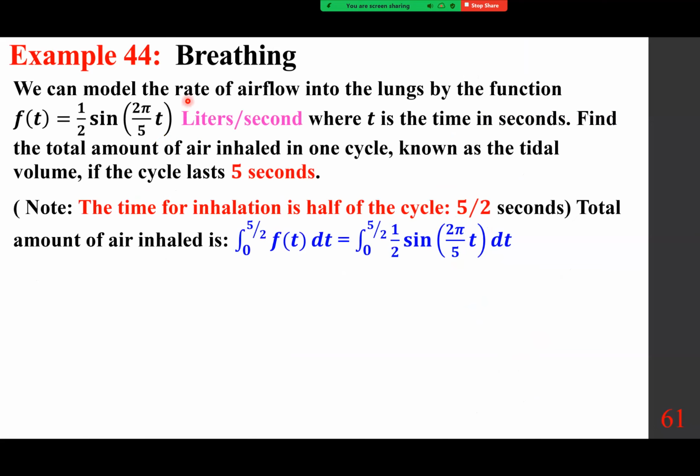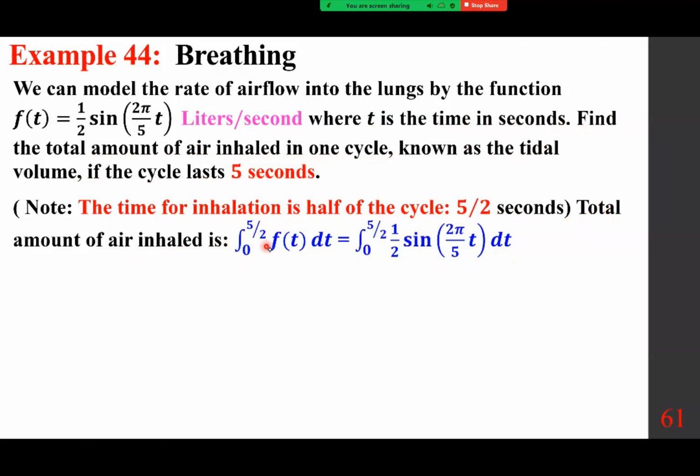Breathing. We can model the rate of airflow into the lungs by this function, f of t equals half of sine of 2 pi over 5 t liters per second, where t is the time in seconds. Find the total amount of air inhaled in one cycle, known as the tidal volume, if the cycle lasts 5 seconds. Well, the time for inhalation is half of the cycle, 5/2, and that means the total amount of air inhaled uses the accumulated change theorem, from 0 to 5/2.